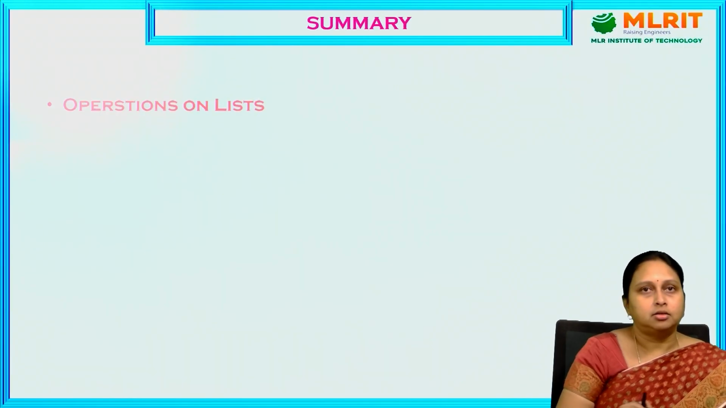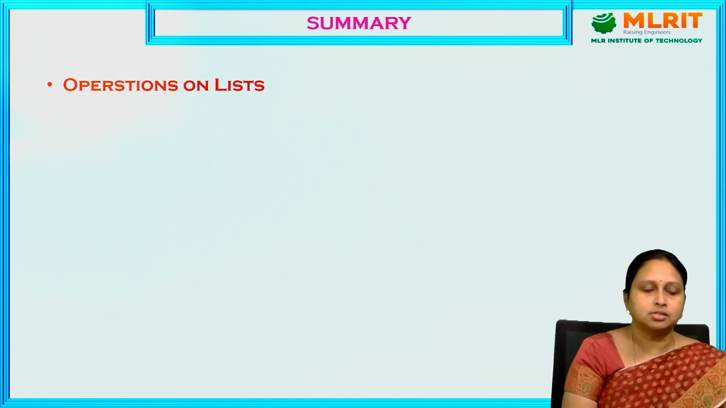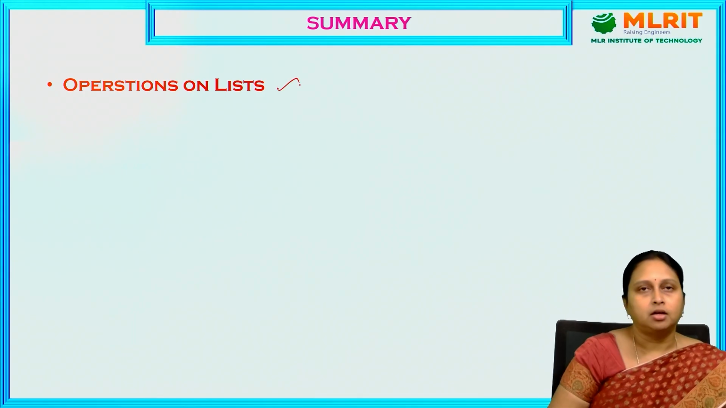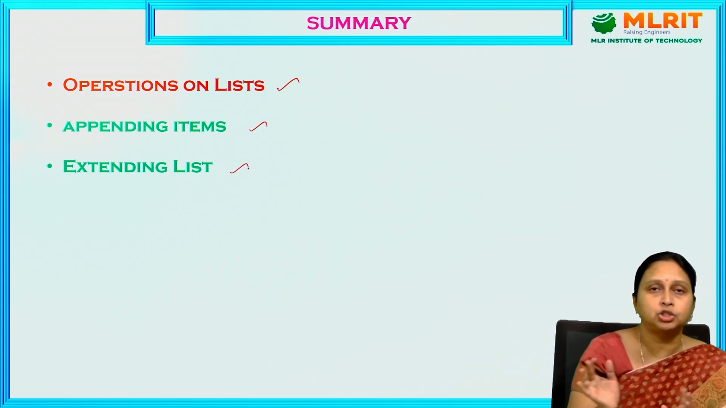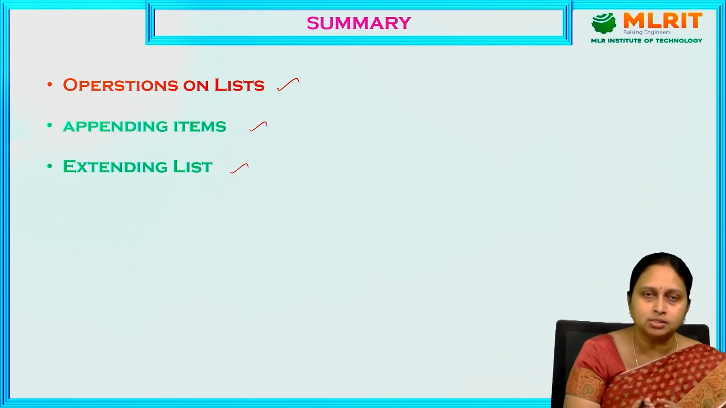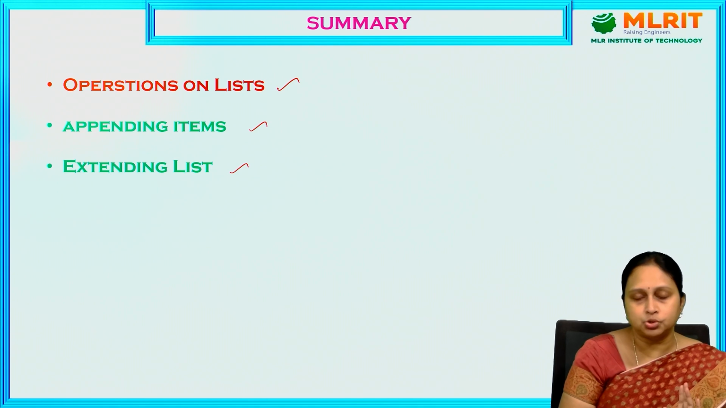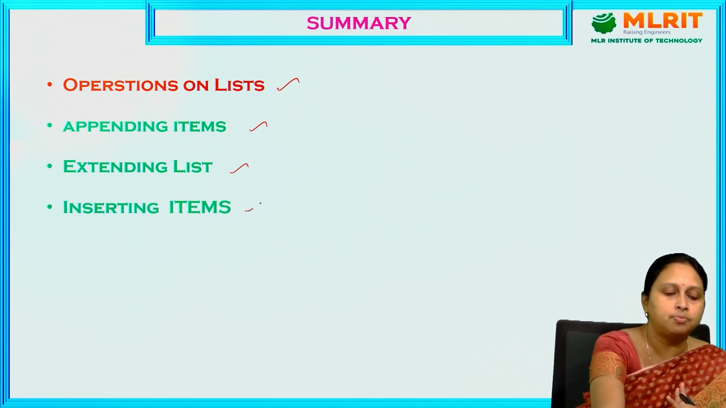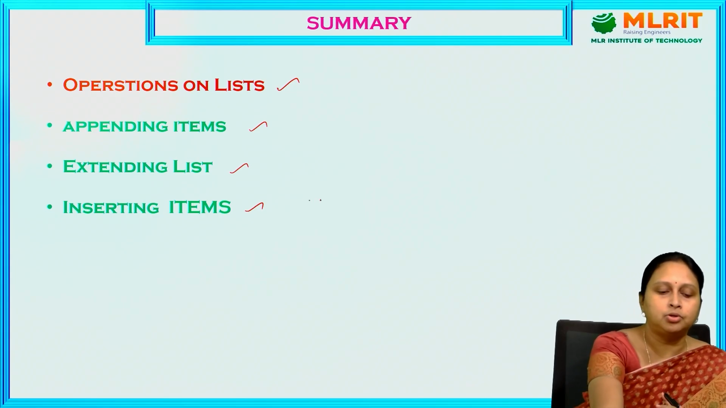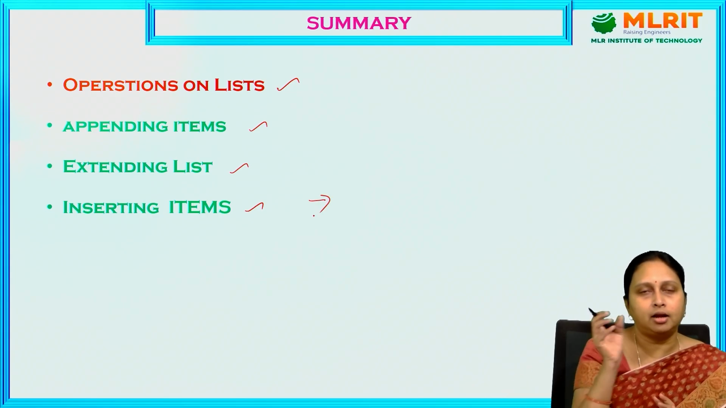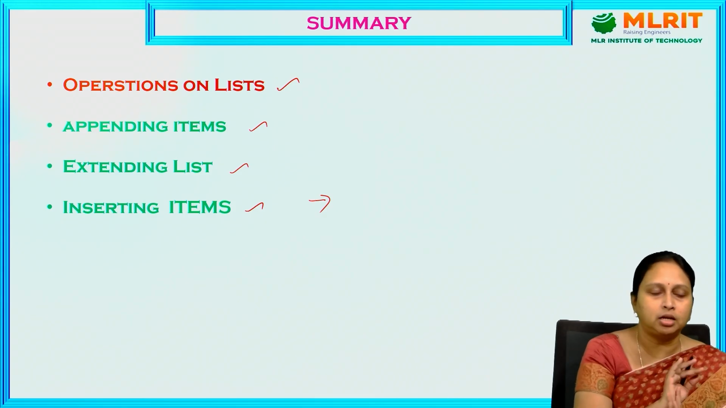And in today's session, we have discussed operations on lists. We have seen appending items, how we append items in the list, and how we can extend two lists, that is, if you have two lists, how we can add one list to another list. Then we have seen how we can perform insertion of items into the list. If I want to insert, then I need to give a particular index and which element is to be inserted, so that I can shift the elements to the right and allocate the memory for it, and so we can insert.